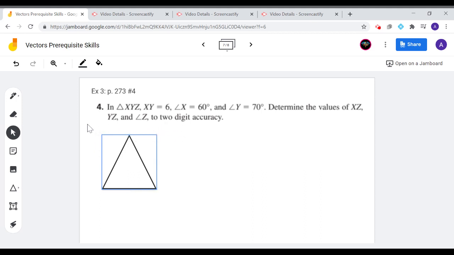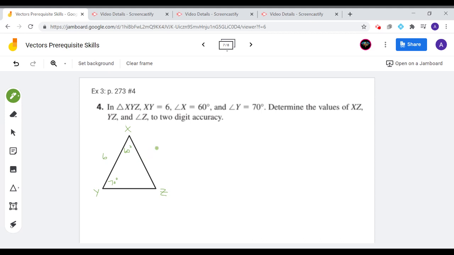And this one, we have to draw the picture. So I'm going to start by drawing a triangle. Now this isn't to scale, it's just because it's easier to draw it using a shape. So we've got angle X, Y, and Z, and it says that angle X is 60 degrees, angle Y is 70 degrees, and we know that side XY is 6 units long, and we need to find the missing sides and angles.